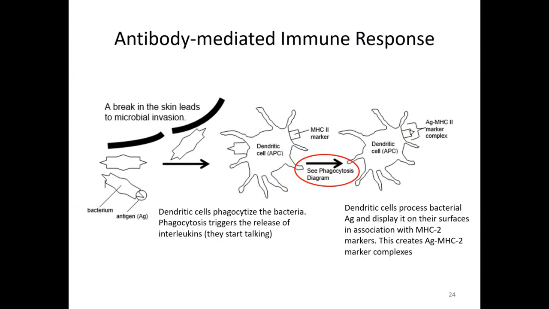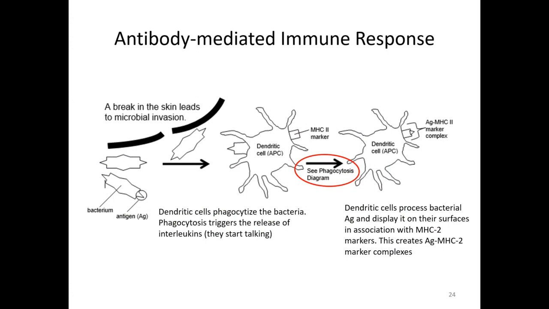What we're going to talk about now is how we activate this humoral response so we can eventually mass produce antibodies that we need to clear an infection. We're going to walk through the antibody-mediated immune response, and there's a diagram online that you will want to have handy. There's also a second one called the phagocytosis diagram that you might want to have handy as well.